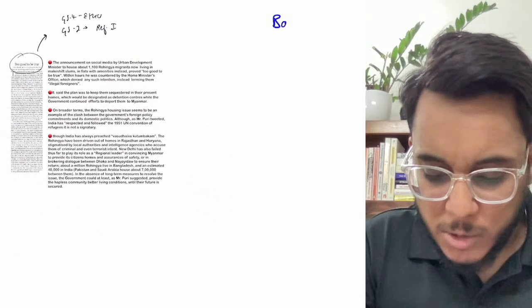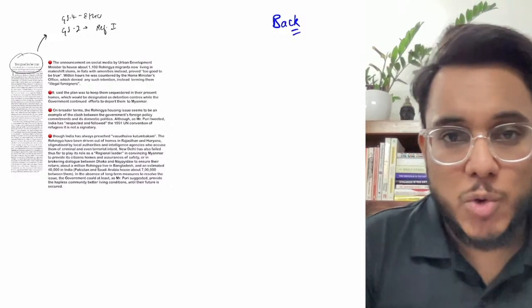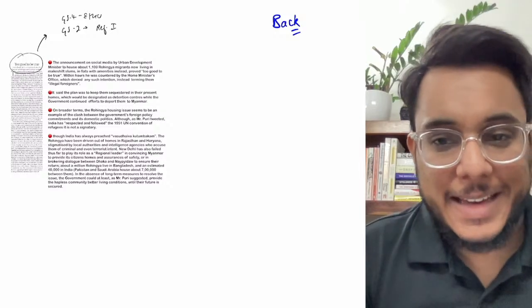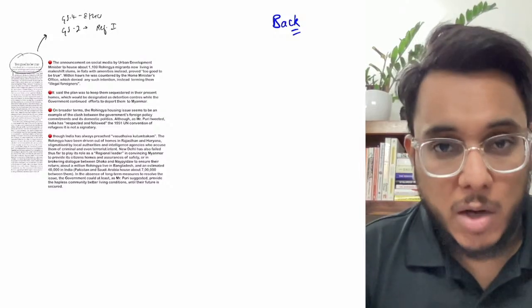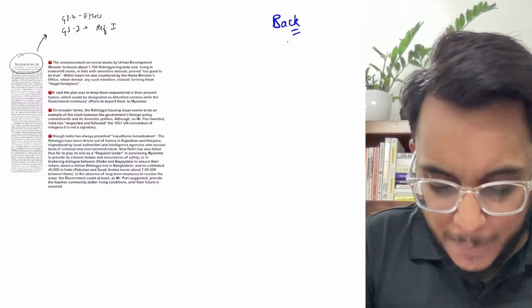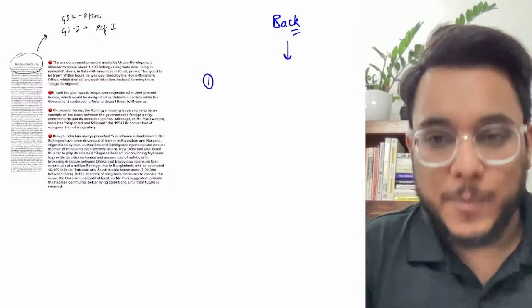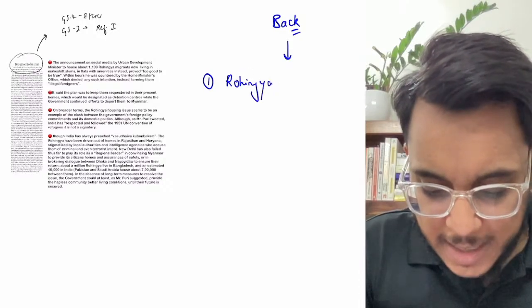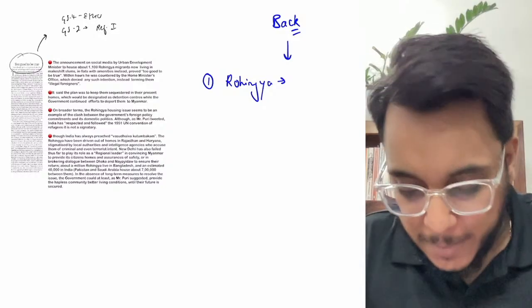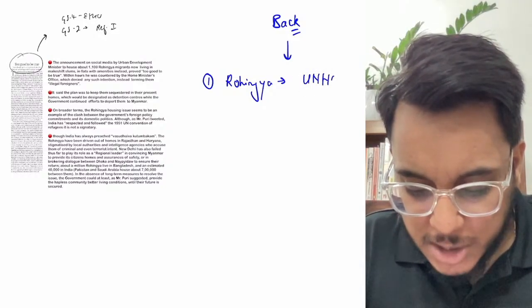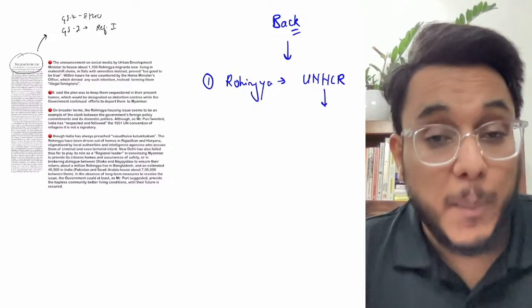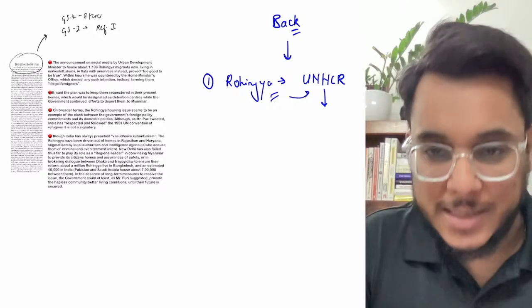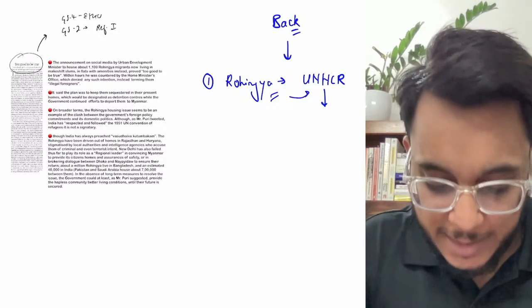By the way, yesterday also I had discussed the refugee issue, where I explained the difference between the asylum seeker, the refugees, illegal foreigners and all those things. Okay. Now the background goes like this. Number one, Rohingyas have been declared by the United Nations High Commissioner for Refugees as one of the most persecuted communities in the world. Fine, Rohingyas have been declared by UNHCR as one of the most persecuted communities in the world.